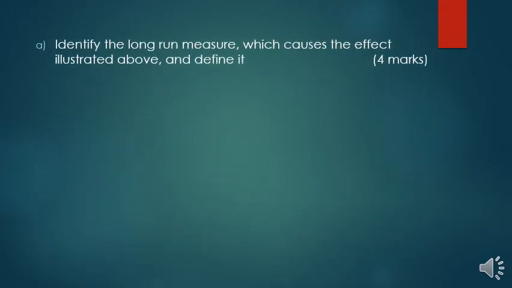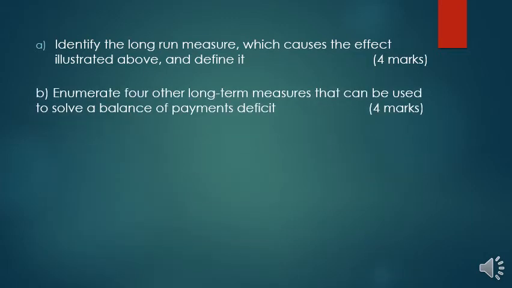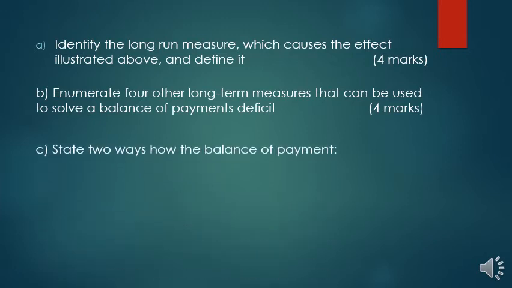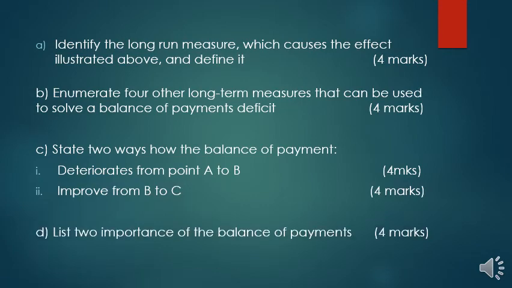They say identify the long run measure which causes the effect illustrated above and define it. Enumerate 4 other long-run measures that can be used to solve the balance of payment. State 2 ways how the balance of payment deteriorates from A to B and improves from B to C. The last one says list 2 importance of the balance. Let's get to the answer, guys.